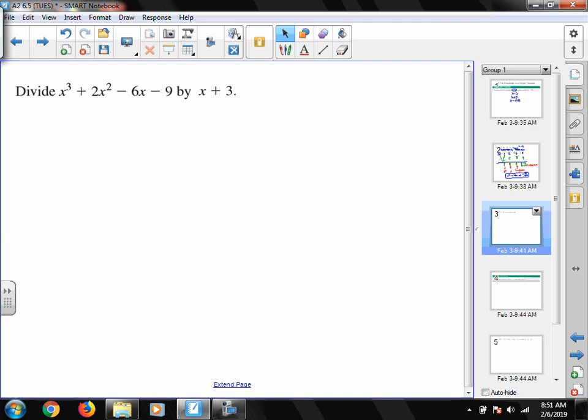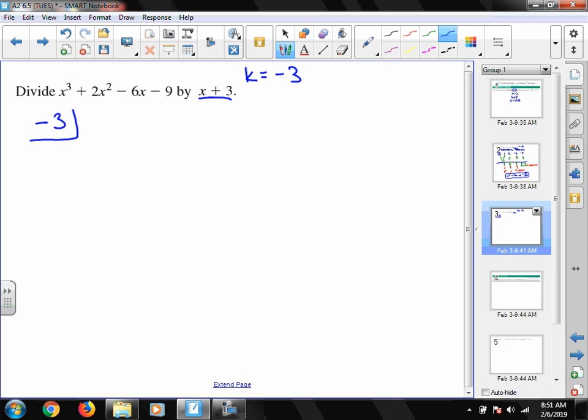Let's take a look at one more. We're going to have x cubed plus 2x squared minus 6x minus 9 by x plus 3. Up in your corner, your k value is always going to be the opposite sign of what you have. I'm given addition, so k is actually going to be a negative 3. So negative 3 is going to go up in my corner. List all my coefficients. Do I have all my powers of x? I have x cubed, x squared, x, and a constant, so I'm good. So I go 1, 2, negative 6, negative 9.